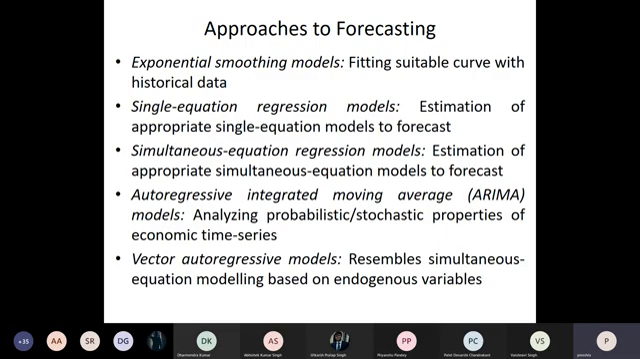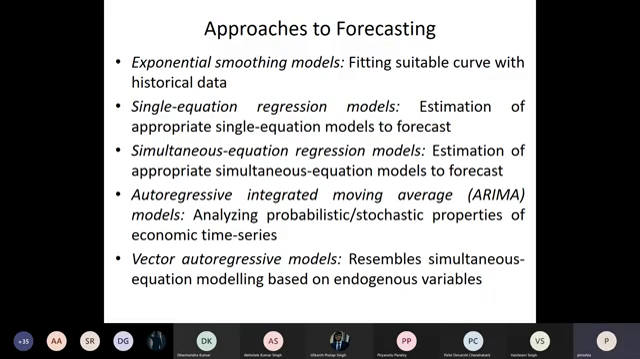Now, there are various approaches to forecasting. I have just highlighted a few here, like exponential smoothing, where basically we fit a suitable curve or line using historical data, and then that line is extended to forecast about the future.